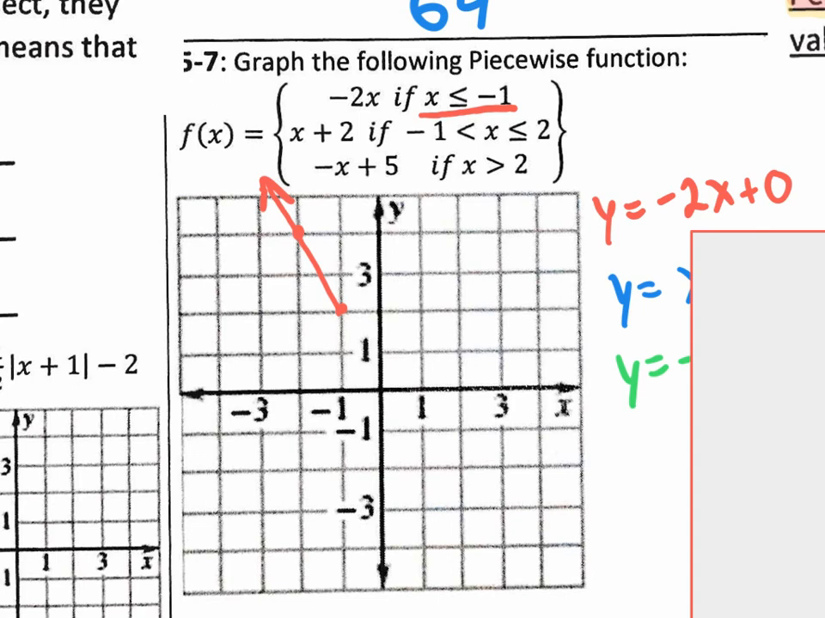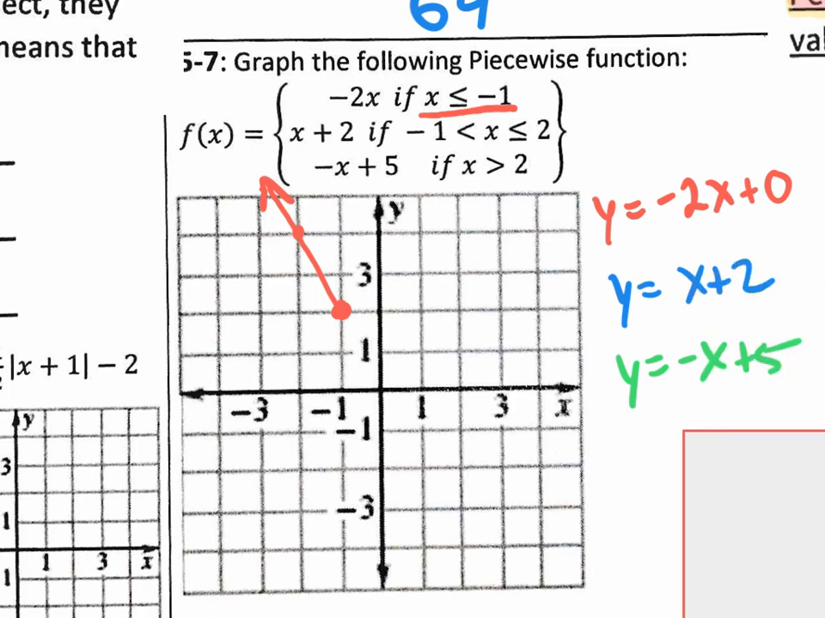All right, so let me make my solid dot a little bit bigger. Let's jump to the next part. The next part we're going to do in blue. It says y is x plus 2. So let's go to the 2 and put a dot right here.